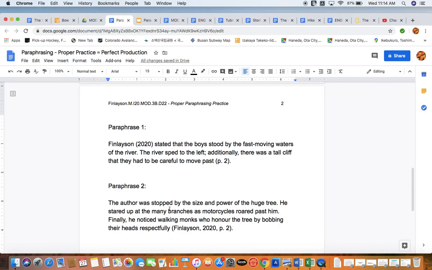So the author was stopped by the size and power of the huge tree. He stared up at the many branches as motorcycles roared past him. So I've changed the structure there. I've changed it into a complex sentence. Remember, in the original, it was a compound sentence, so I've changed my structure. I've incorporated some synonyms. Finally, he noticed walking monks who honor the tree by bobbing their heads respectfully. So that's what I'm talking about here. This "by bobbing their heads respectfully" is a paraphrase for bowed. They bowed to the tree. So saying they bowed to the tree is obviously simpler.